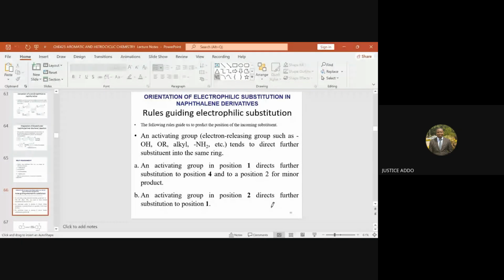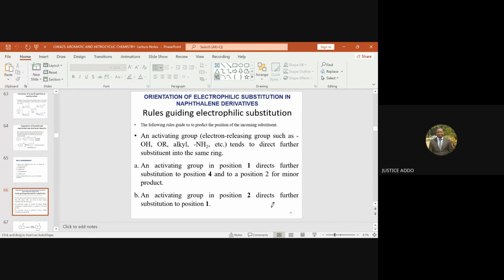So with this idea, we are also saying that when naphthalene has no group on it, and you are performing nitration or halogenation, it is carbon 1, the alpha carbon, that the group will always go to. But if there is a group on the naphthalene, then that group will have an influence on the incoming group.